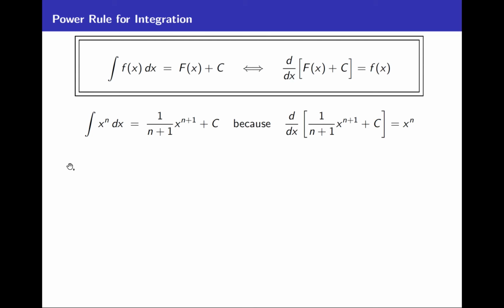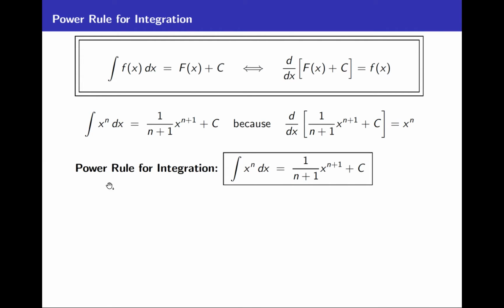So this formula right here, we're going to give it a special name. We're going to call that the power rule for integration. I'm going to rewrite it. The integral of x to the power of n dx equals 1 over n plus 1 times x to the power of n plus 1 plus c.